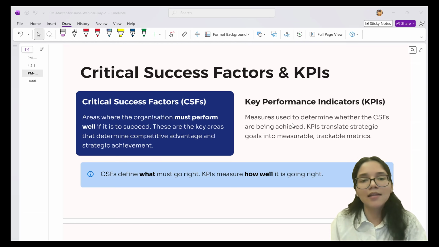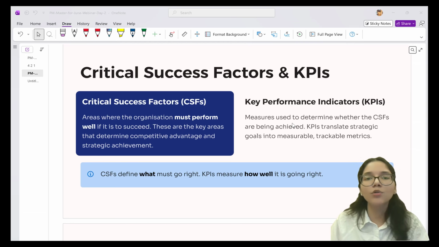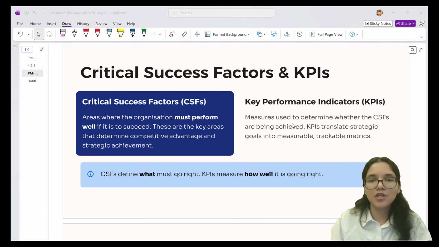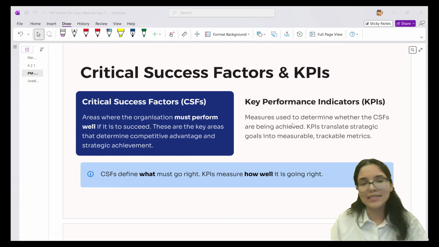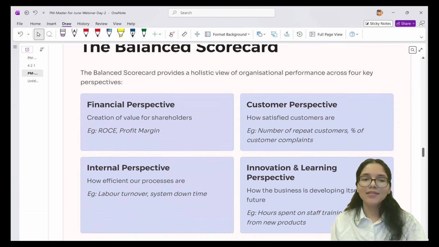This in fact is the main difference between a CSF and a KPI. With CSF, I set my target that, okay, I want to do this. This is what I want to do if I want to succeed. And then KPI is what I use to measure whether I'm able to achieve that or not. Very easy. Right, now we proceed further towards the balanced scorecard.